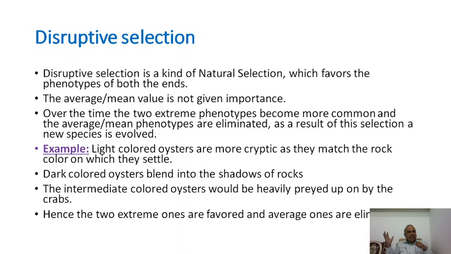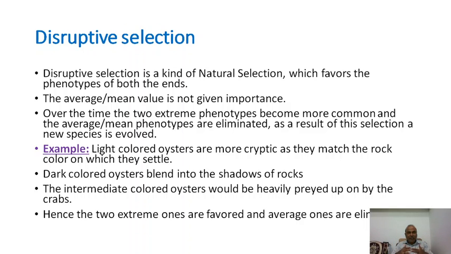And the dark colored oysters prefer living in the shadows of rocks. You know, the shadow is dark. In the darkness of shadow, they are hiding. They are cryptic. In that way they also escape. But those oysters which have intermediate color are easily identifiable when they are resting on rocks, and they are also easily identifiable when they are in the shadow. So those were picked up by their predators like crabs.